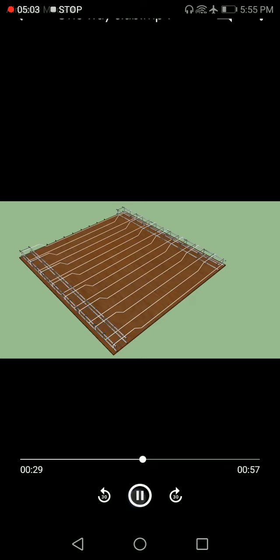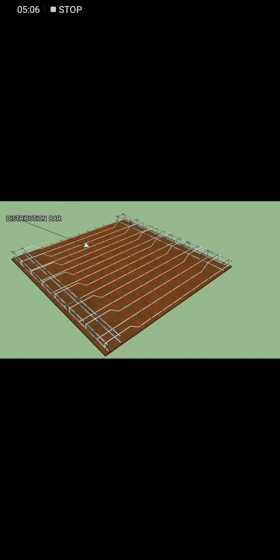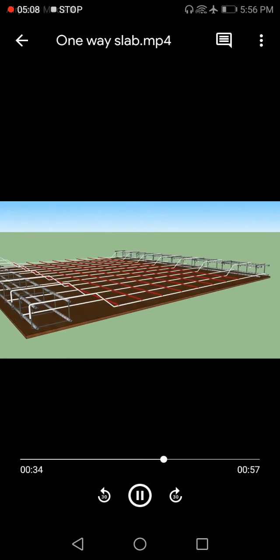This is a distributor, which is plain reinforcement. You need not bend the distributor like the main reinforcement.